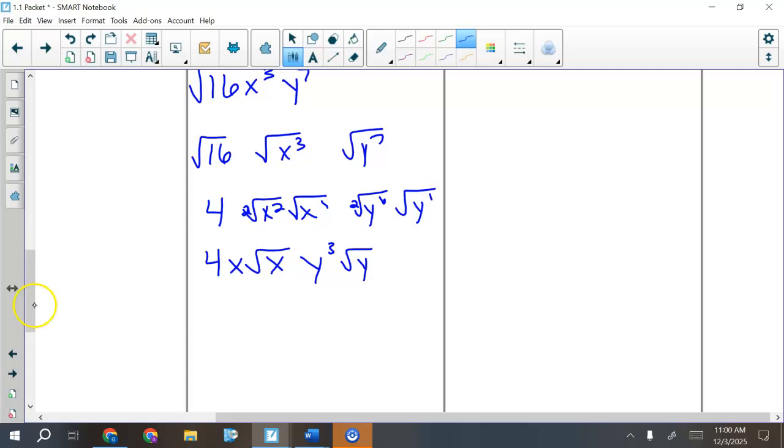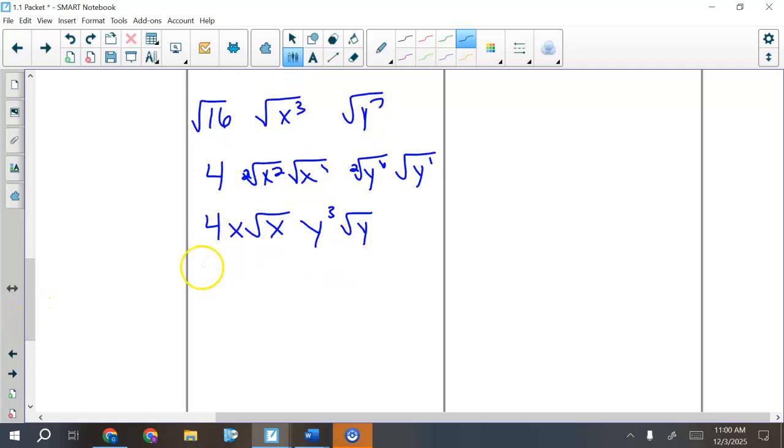So then in our final answer, pull out all the ones that did not have a radical first. So 4xy to the third, and then times the square root of the 2 that did have a radical, xy.